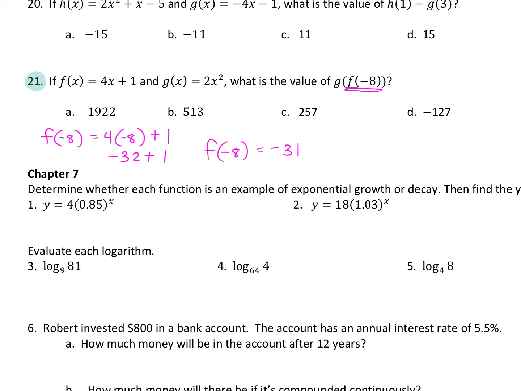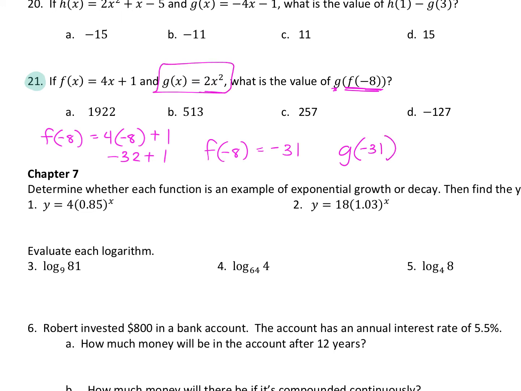We want g of that, right? So now it's going to be g. That feels like a weird number. Is this what it came out to? Did I do something wrong? Oh, no. It's not a weird number. So g of negative 31 is what we're solving for.